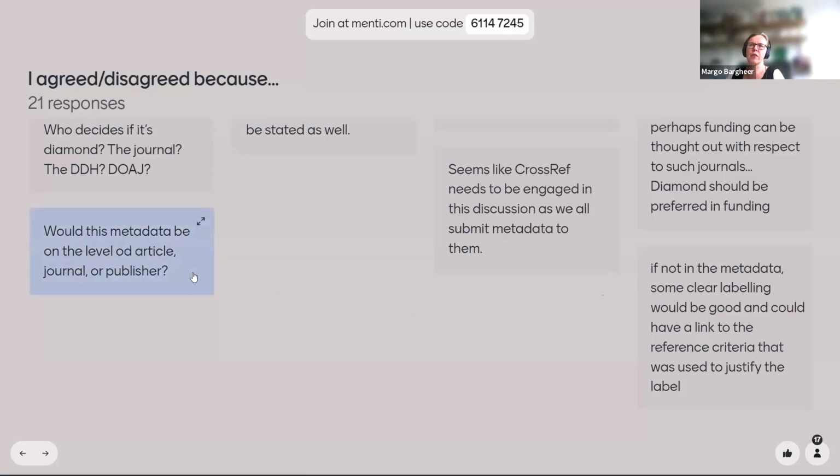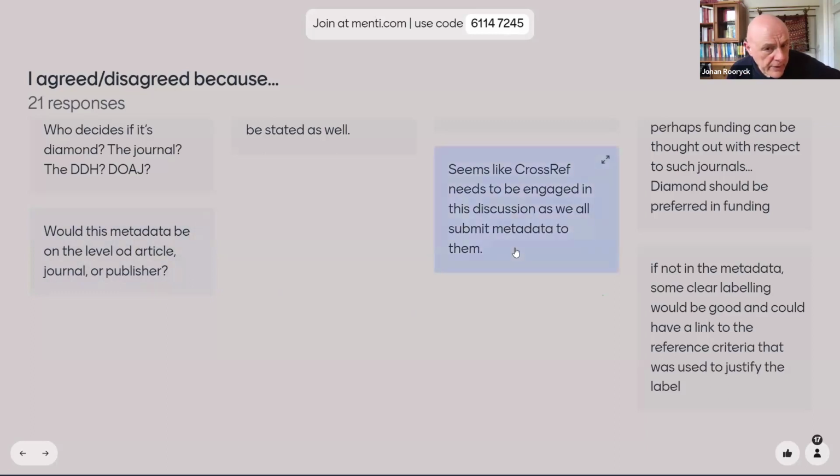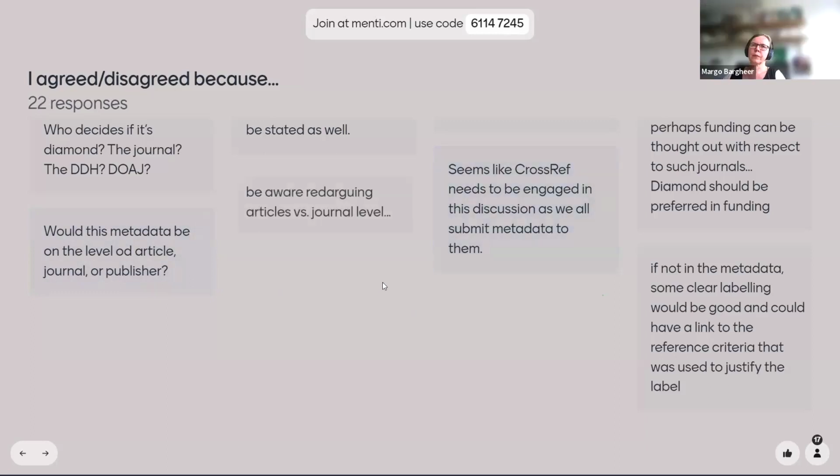And yes, Crossref needs to be engaged in this discussion. No, totally. I mean, the question really is whether it is desirable. My current tendency, on the basis also of the answers, is no. But then again.